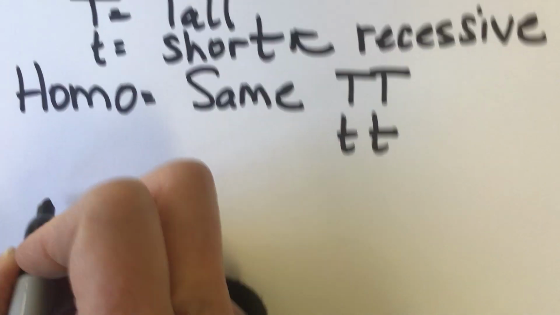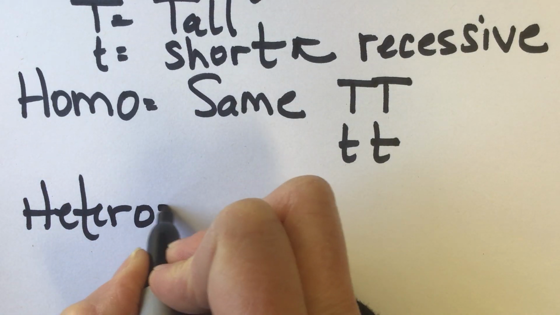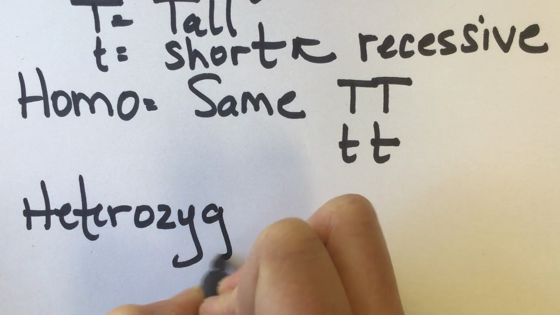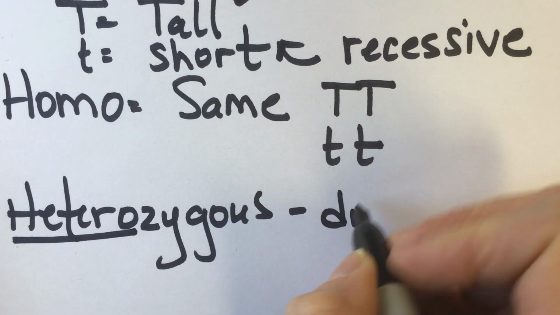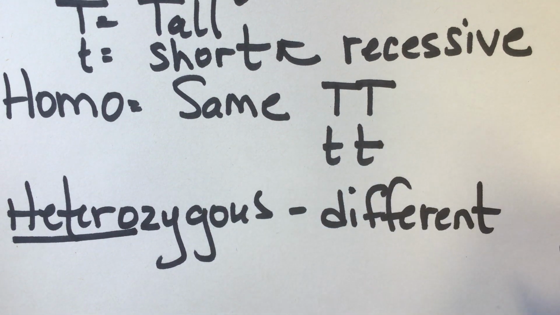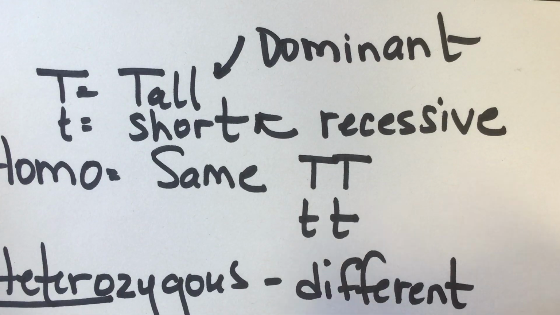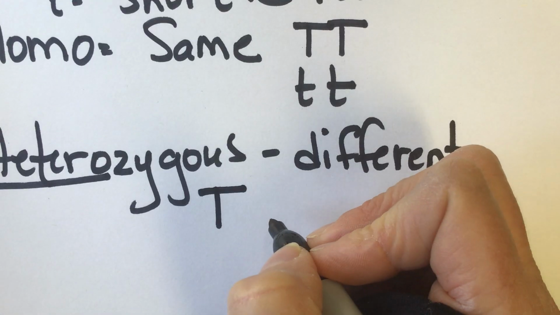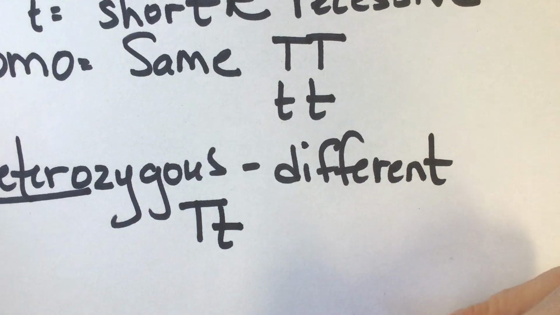The other option then is that they can be heterozygous. The hetero means that they inherit two different traits. Okay? So if they inherit two different letters, that means that they inherit one dominant trait, so one capital T, and one recessive trait, which means that they inherit one like this.